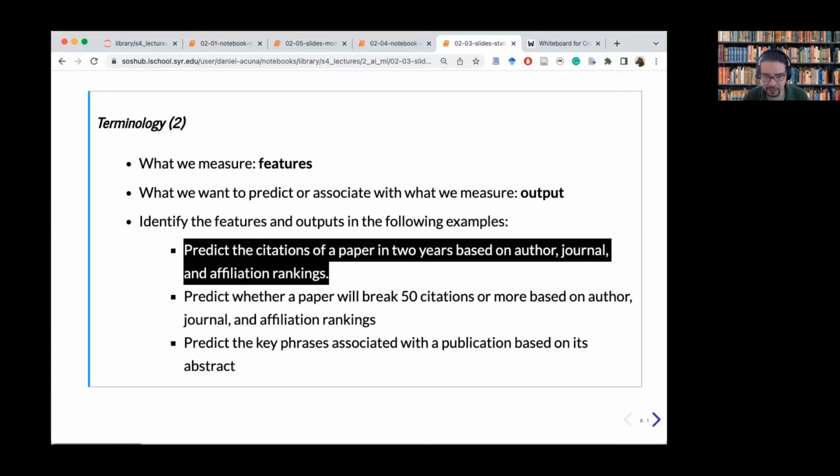Okay, so I'm going to write here: features and outputs of this. So any suggestion about what are the features that we need for that problem?